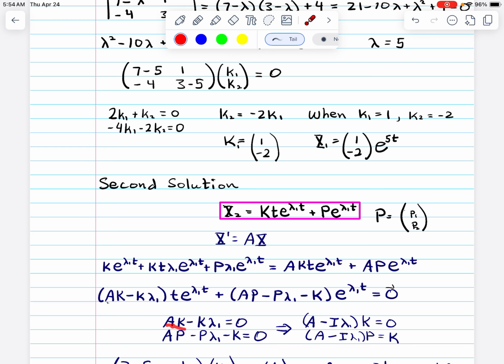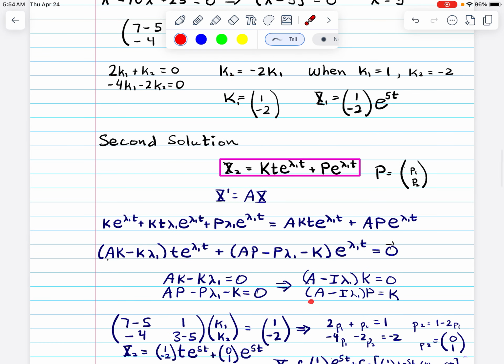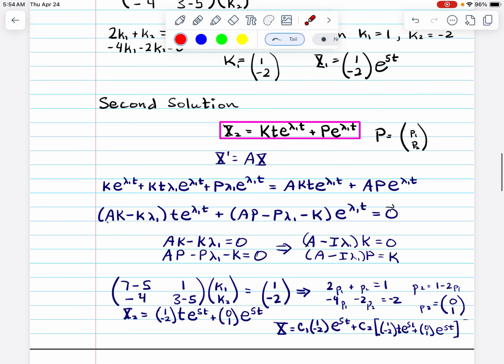Now, for this top one right here, we get this, and that doesn't give us anything new. We already had this equation that we looked at earlier, and we found the eigenvector k. So we already have the solution that comes from exploring this. We get the eigenvector k. What we need to look at is this to get the second solution. So that's what we're going to do. We're going to look at that thing.